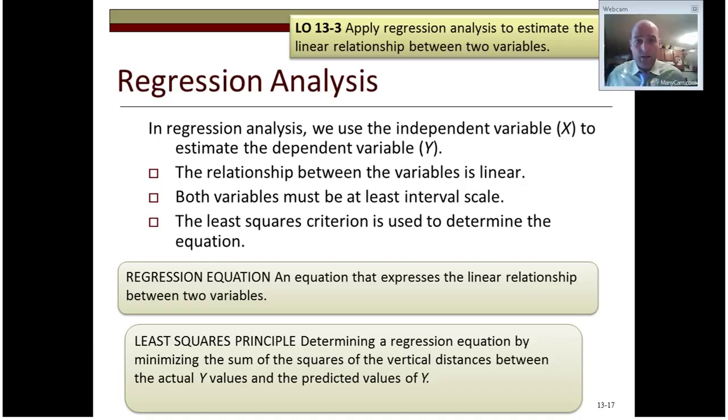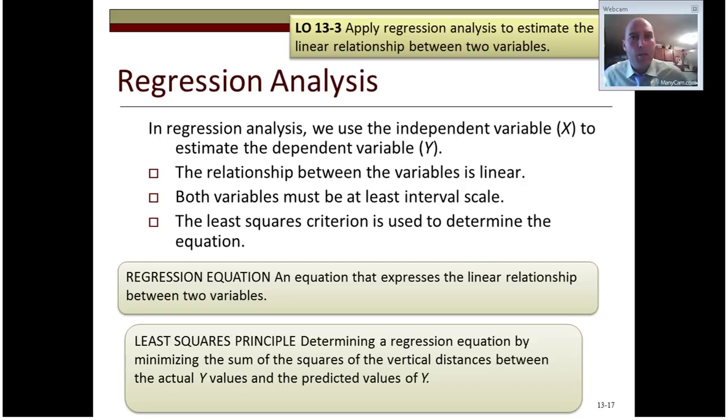In regression analysis, we use the independent variable x to estimate or predict the dependent variable y. In order to do this, the relationship must be linear. If you check out the visualization example that's posted on Sakai, you'll know what I'm talking about. You'll see an introduction to non-linear relations there. Both variables must be at least at the interval scale, talking about how the data is collected. And the least squares criterion is used to determine the equation. You can refer to your textbook for more detail in there.